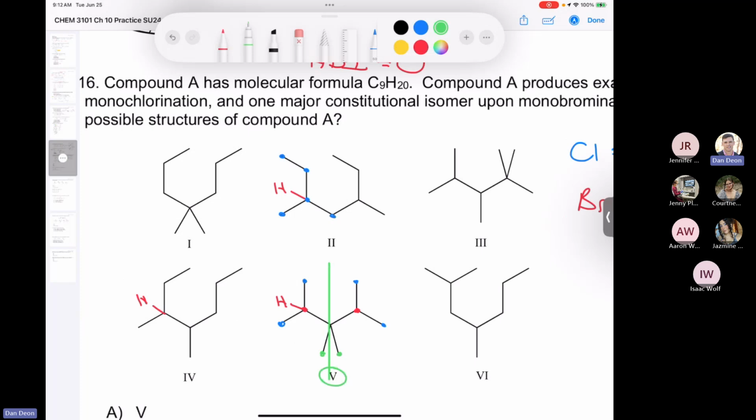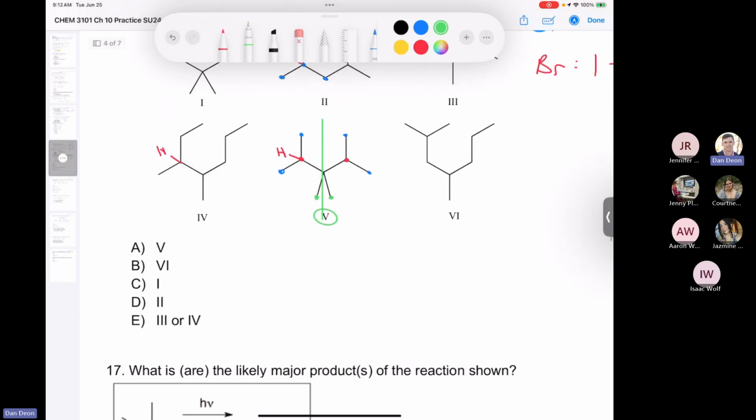And therefore, the answer has to be number 5. There's only 1 place where bromination would occur. Okay. If you did bromination, you would end up with this compound, okay, here.